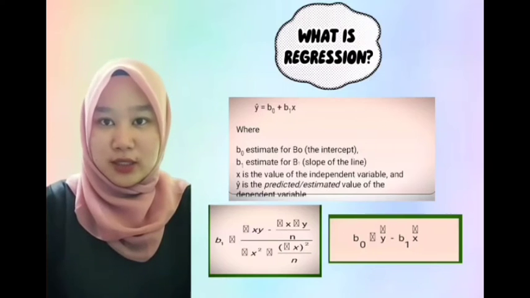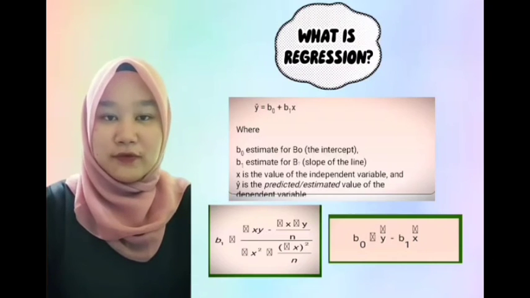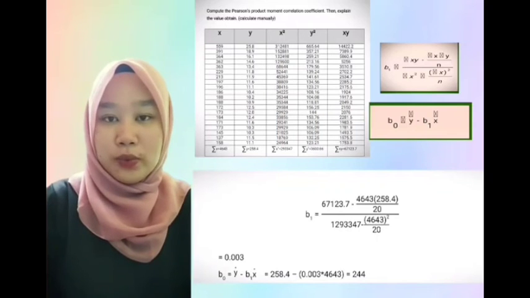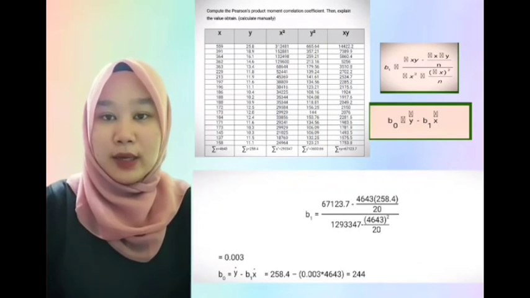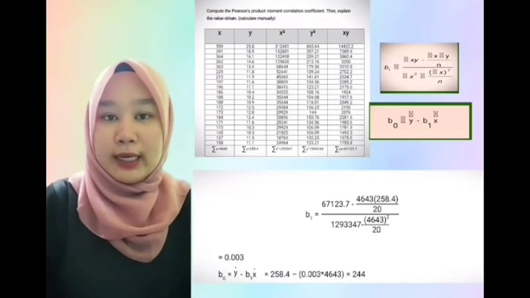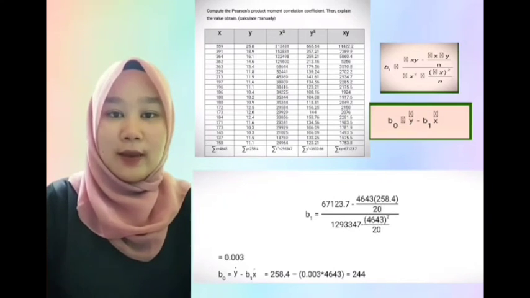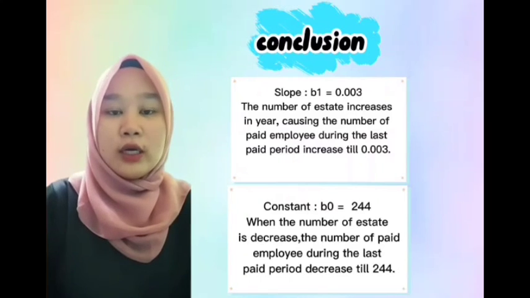To find the regression equation, we just need to follow this formula. The first thing we need to do is find B1. After that, we find B0. To find B1, we just need to put in the values from the table that we calculated manually in the correlation coefficient part. After we put in the values, we can calculate and get B1 as 0.003. After that, we continue to find B0. The steps are the same, follow the formula and calculate, so we get the answer for B0 as 244. So, for the conclusion, the slope equals 0.003.